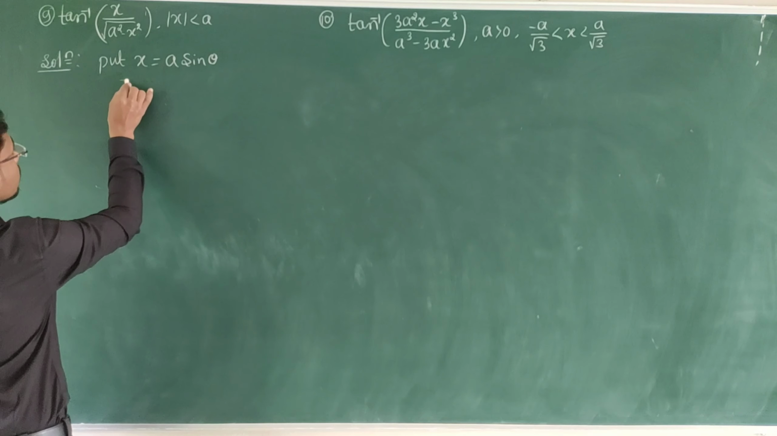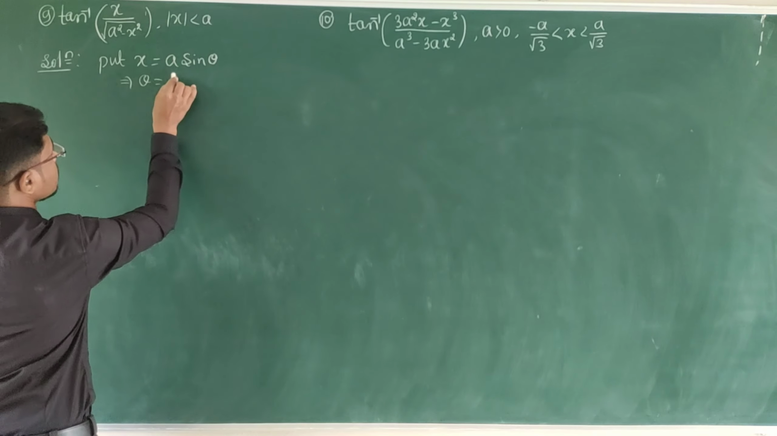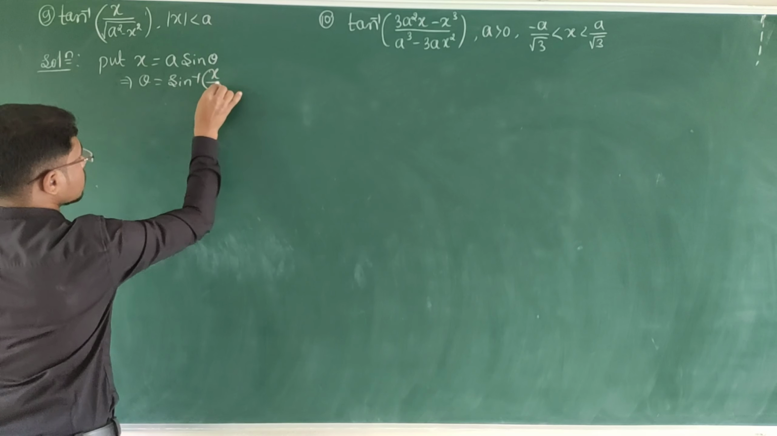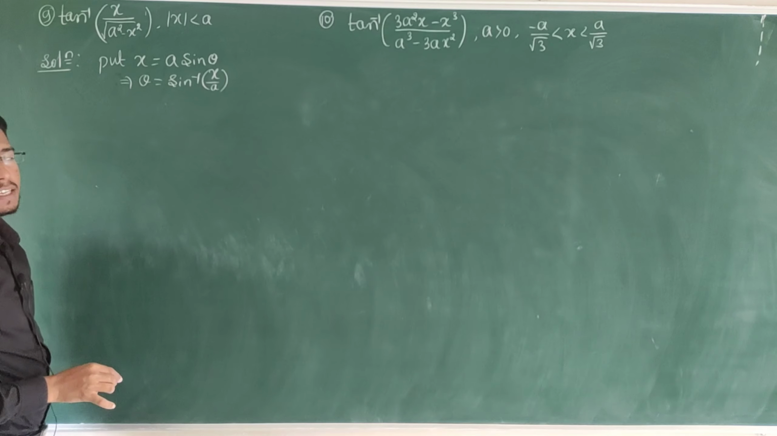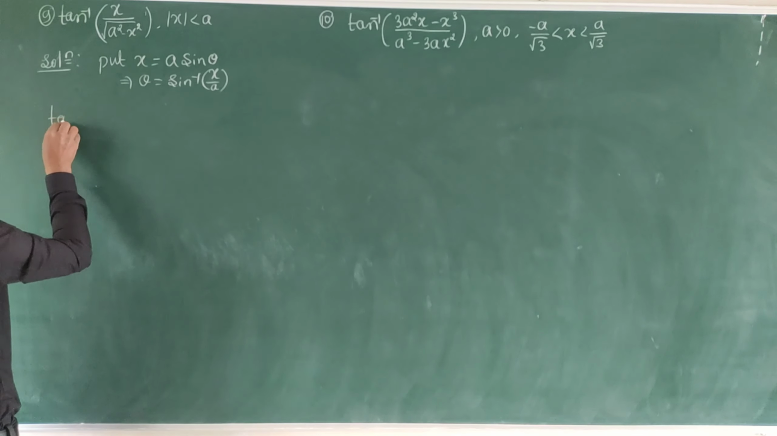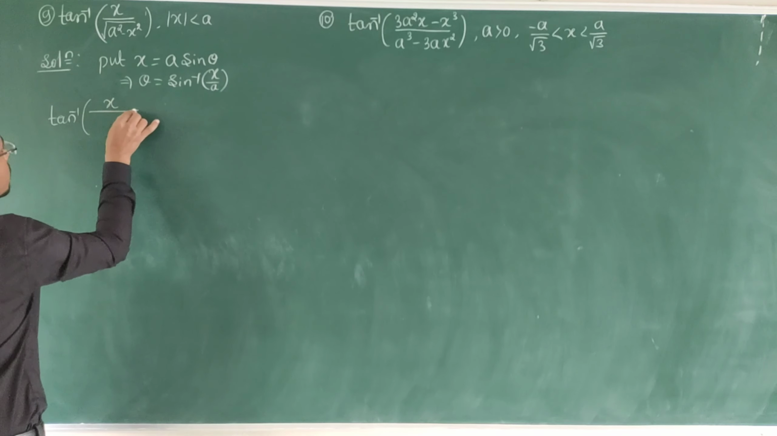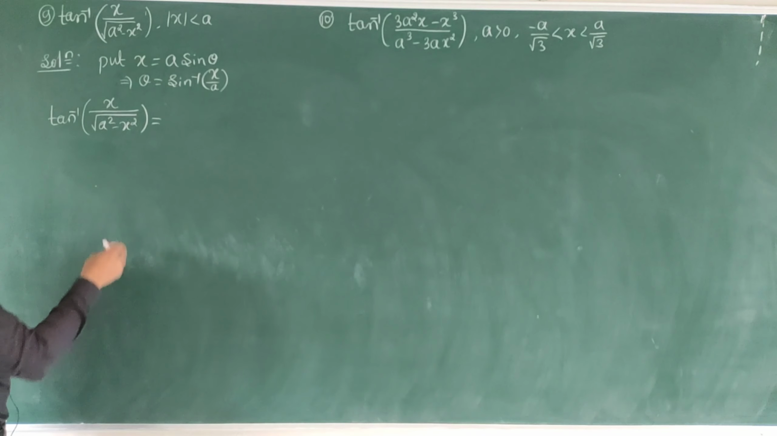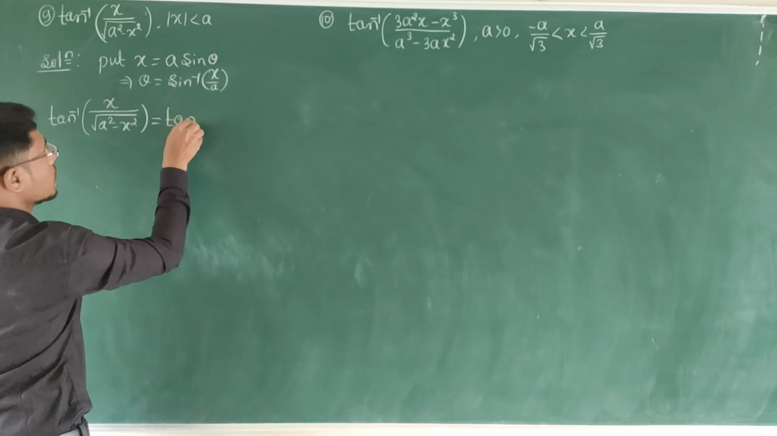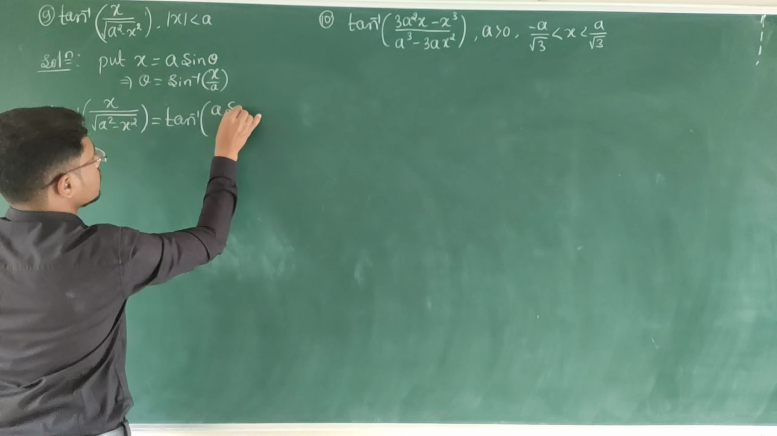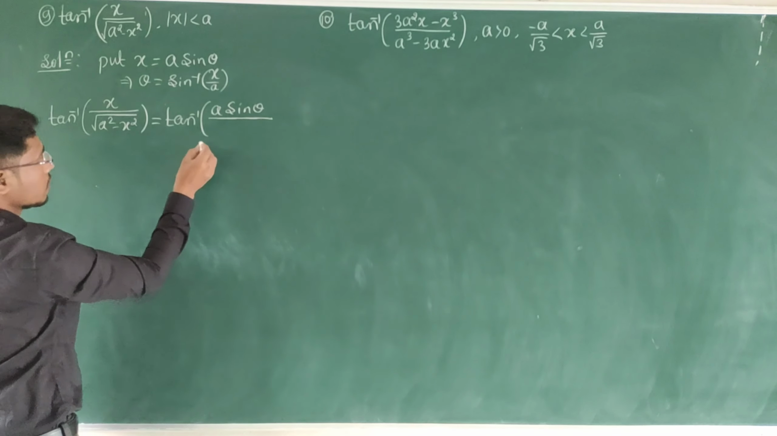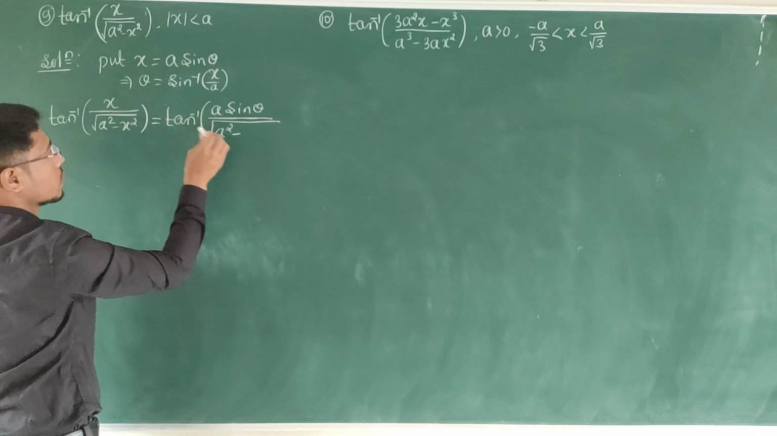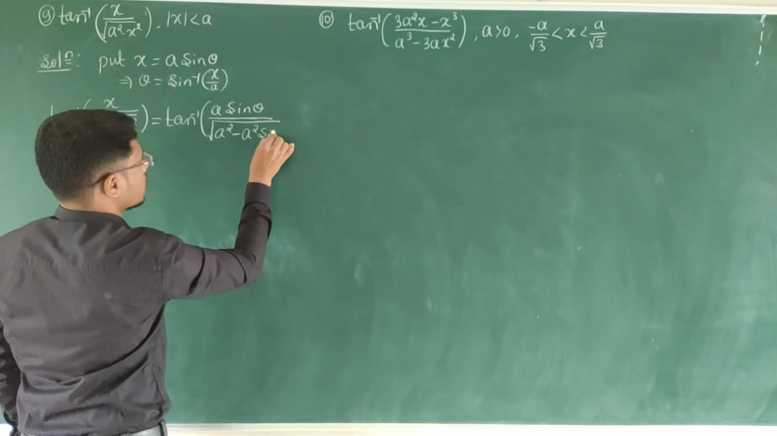Then theta is equal to sin inverse of x by a. Take the problem, tan inverse of x divided by square root of a square minus x square. Substitute x equal to a sin theta: tan inverse of a sin theta divided by square root of a square as it is minus x square, where x square is a square sin square theta.